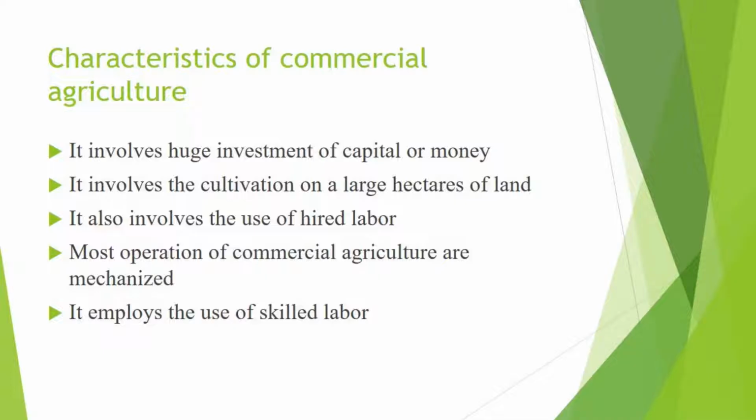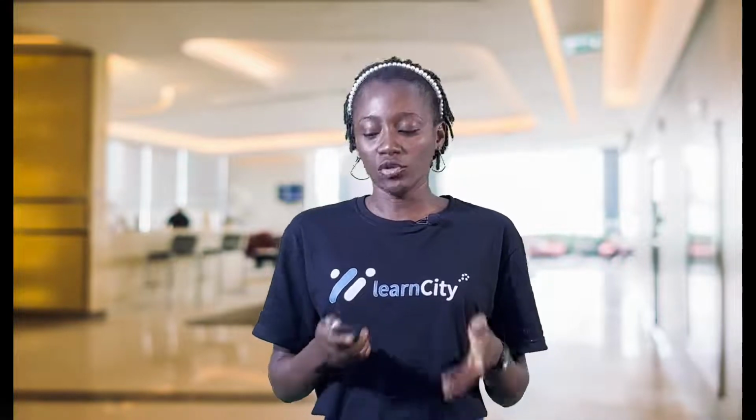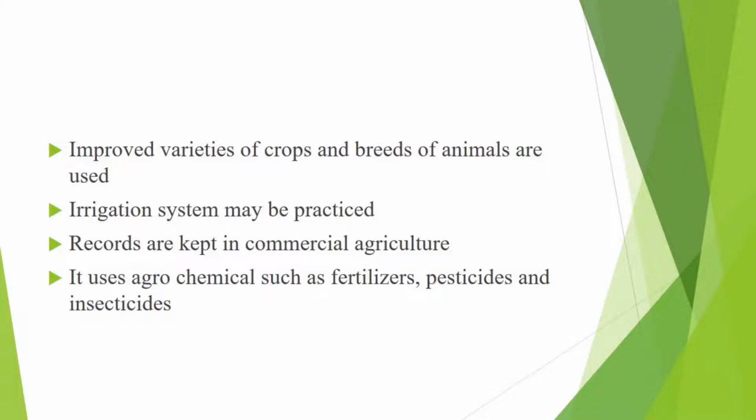It employs the use of skilled labor. You hire labor, you hire people that would work for you, and you also employ people that know how to do it. You don't employ just anyone, you employ those that know how to do it. Improved varieties of crops and breeds of animals are used.